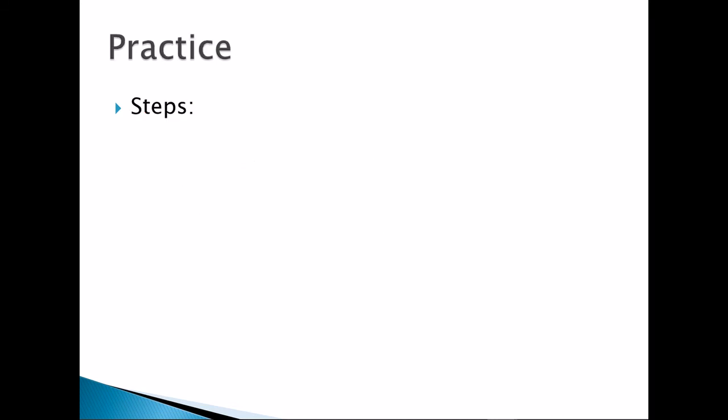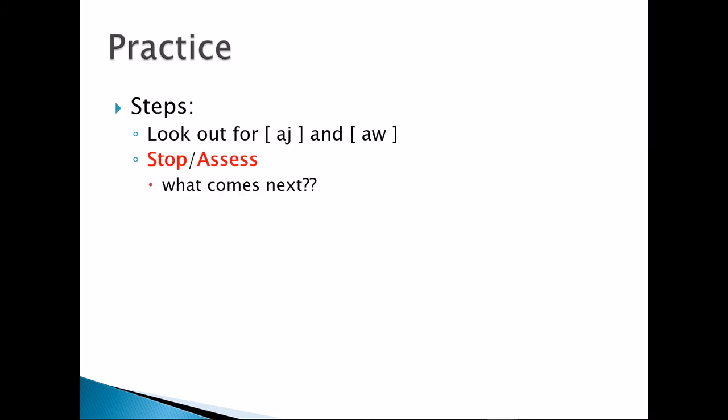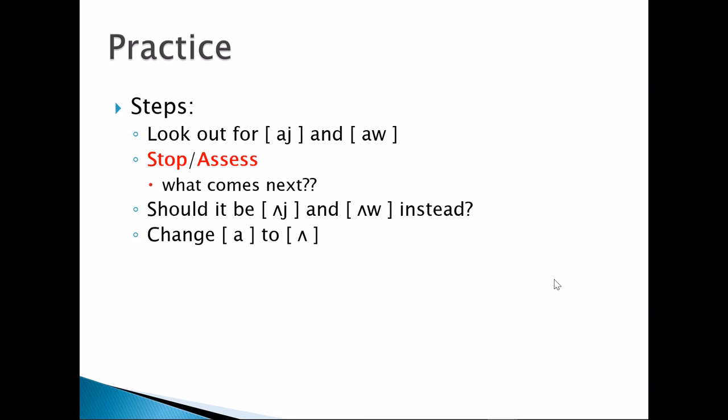So to make sure you don't miss Canadian raising, what you need to do is practice. Whenever you find yourself transcribing either of those two low central diphthongs, I and ow, just stop and assess the situation, and look to see what kind of sound comes immediately after it. If you happen to transcribe a voiceless consonant immediately after it, then you go ahead and change the first part of the diphthong from the a to the wedge to create this Canadian raising.